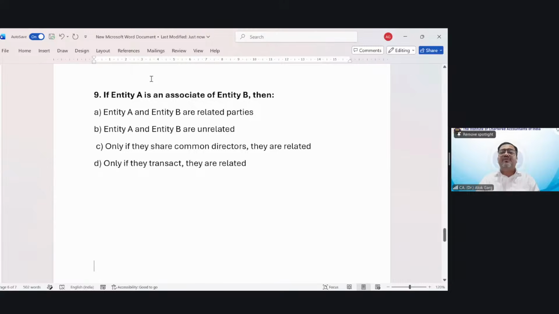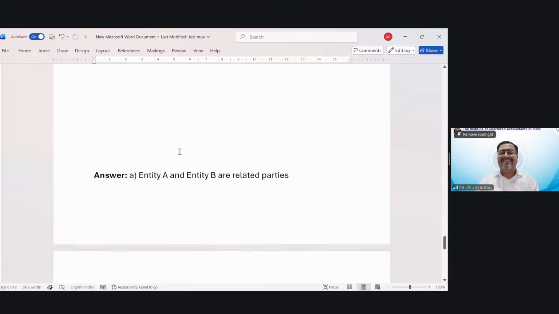If an entity A is an associate of entity B, then entity A and entity B are related parties. Or, entity A and B are unrelated. Only if they share a common director, only if they transact, they are related. A is the right answer, of course.